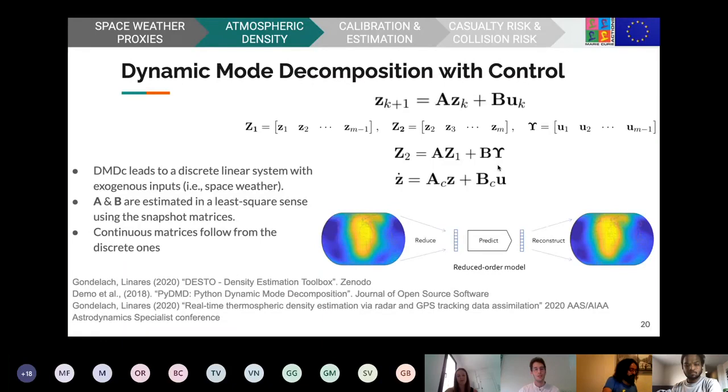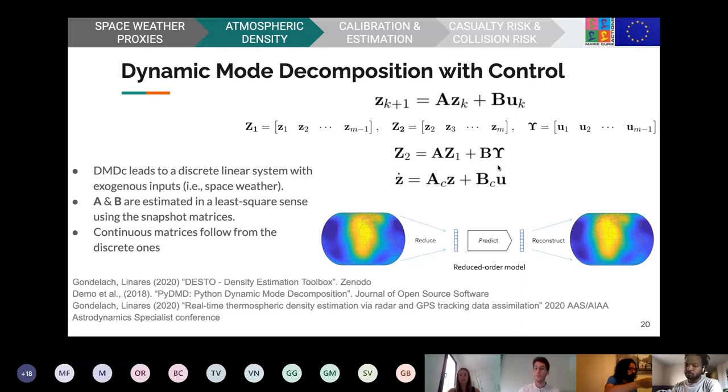So once this is done, we have the Z vector, and we can again make use of data, just data, to build a linear model for the dynamics of this reduced order model. So you can see we build the Z1 and Z2 matrices, which are basically just snapshots in which we are comparing Z1 with Z2, Z2 with Z3, and so on. And together with this, we build the U matrix. This is the control matrix.